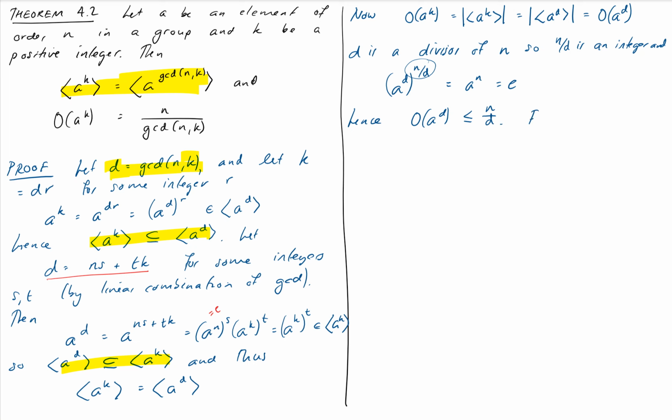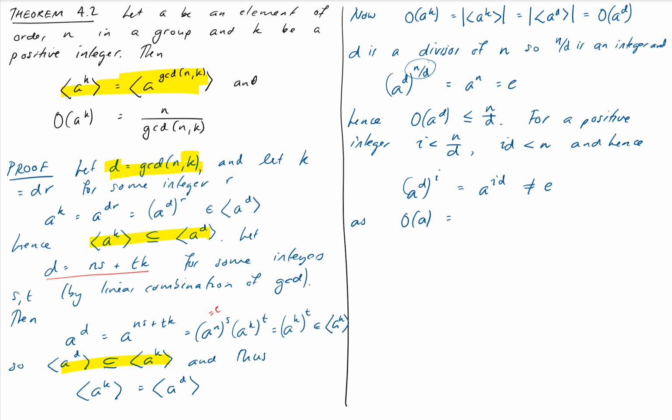All right. So now we're just going to establish that we can't have the order being any lower than n over d. So for a positive integer i, which is smaller than n over d, we're going to show that i can't be the order of a to the d. We also get that id is less than n. d is positive, and hence a to the d, to the i, equals a to the id, which is not equal to the identity, as the order of a is in fact n. id is less than n.